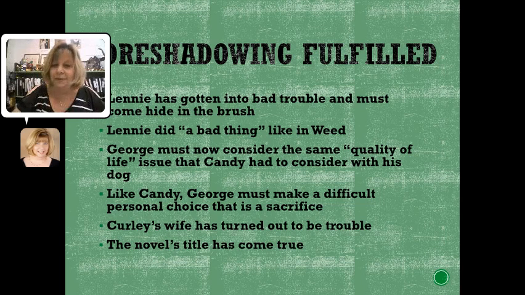We see that Curley's wife has turned out to be trouble, which is what everyone has been saying right from the beginning. And of course, the novel's title is an allusion to the Robert Burns poem, that the best laid plans of mice and men often go astray, or gang aft agley, if you want to go back to the Scottish version. And we do see that all of these plans that these men have made didn't come out the way they had hoped.